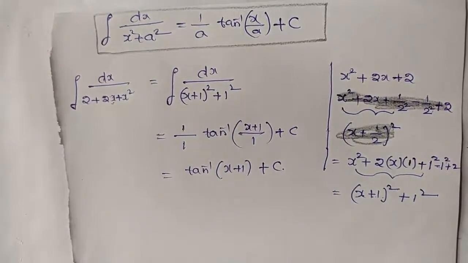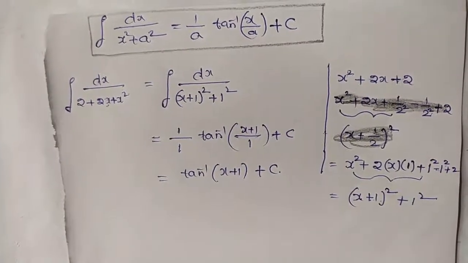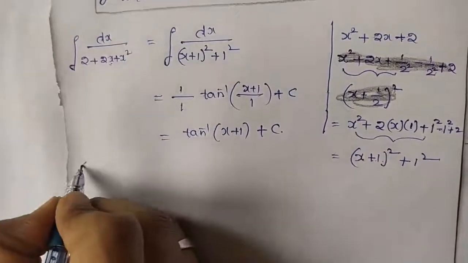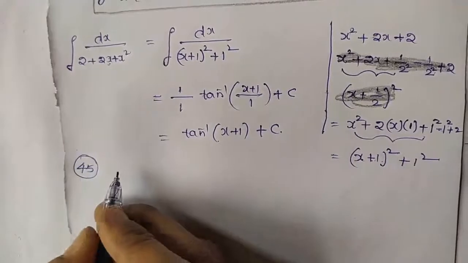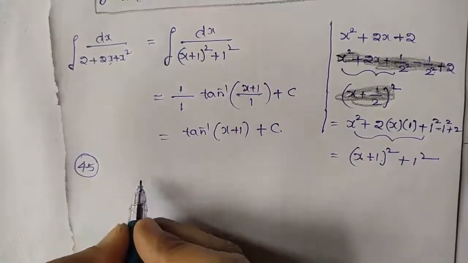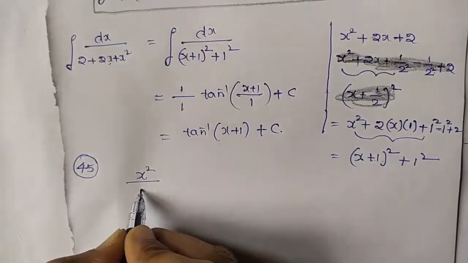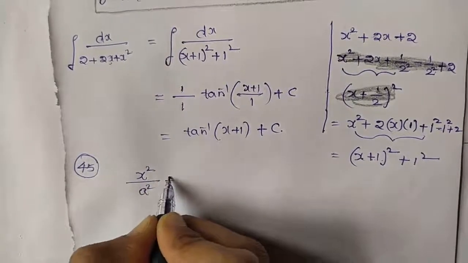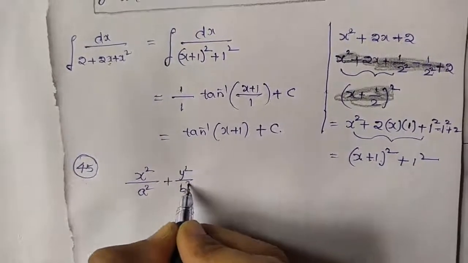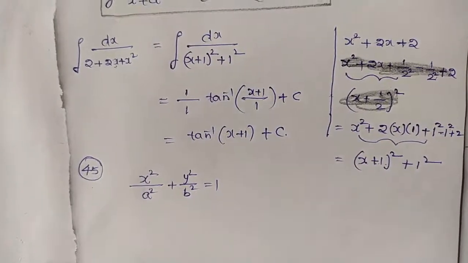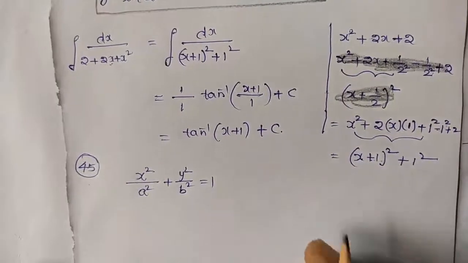Next, see question number 45. Find the area of the ellipse. The given ellipse is x square by a square plus y square by b square equals 1. Find the area of the ellipse.